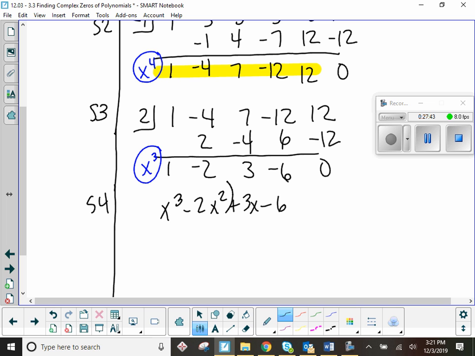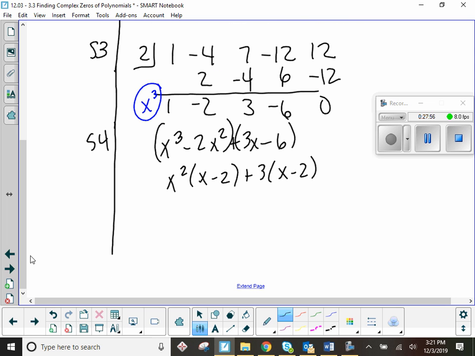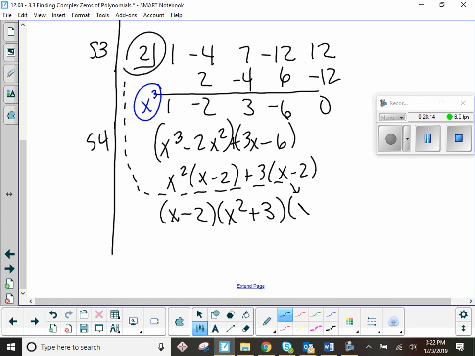Oh my gosh, we're so short on time. Okay, math. X squared times x minus 2 plus 3 times x minus 2. Am I going too fast? Okay. And then they have an x minus 2 in common, leaving me x squared plus 3. I'm missing some factors. Where shall I get them from? The previous synthetic divisions. This 2 gives me x minus 2 as a factor. What was the first round of synthetic division? X plus 1.